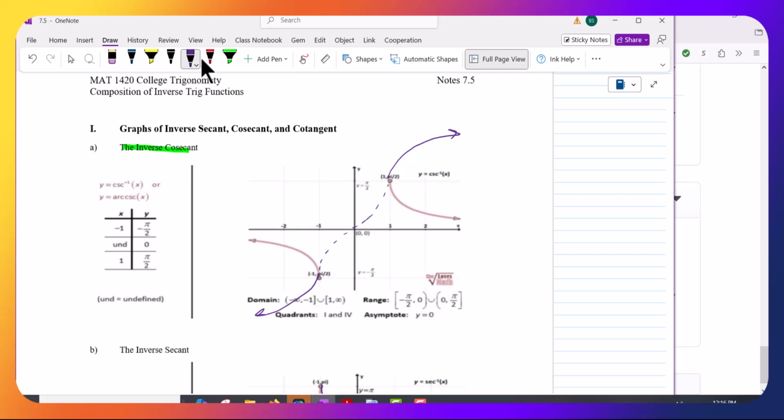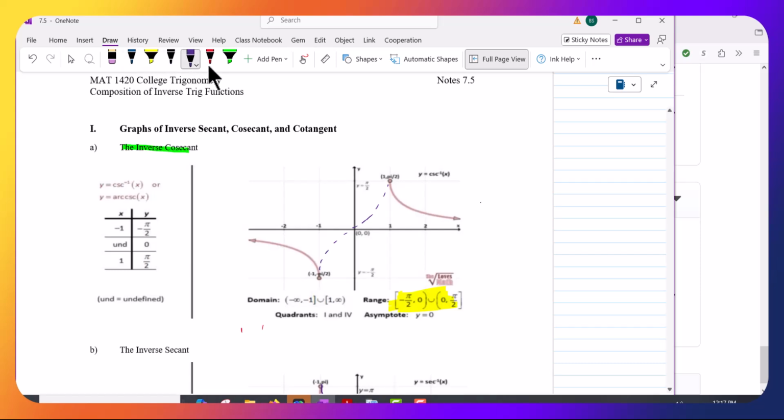a cosecant. Now, the reason that we don't have this part right here is because that would fail the vertical line test, and then this would not be a function. So we have to, by definition, restrict the range on this. So basically what we have is the range of an inverse cosecant is going to be from negative pi over 2 to 0 to pi over 2 like that.